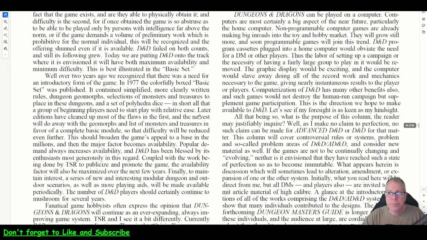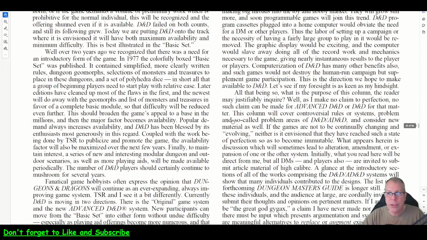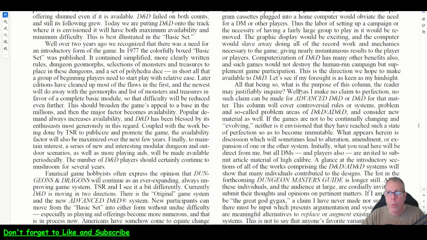So he's trying to make this case that Advanced Dungeons & Dragons is a different game. As I make no claim to perfection, no such claim can be made for Advanced Dungeons & Dragons or D&D for that matter. This column will cover controversial rules and systems, problem and so-called problem areas of D&D/AD&D, and consider new materials as well. If the games are not to be continually changing and evolving, neither is it envisioned that they have reached such a state of perfection as to become immutable.